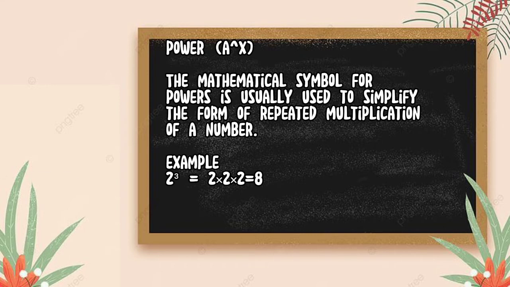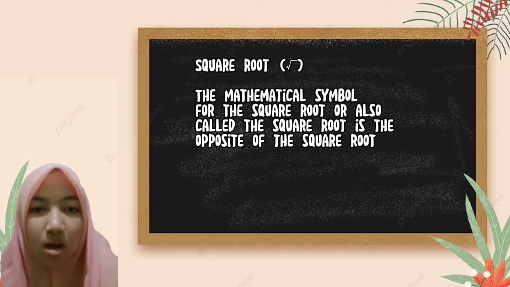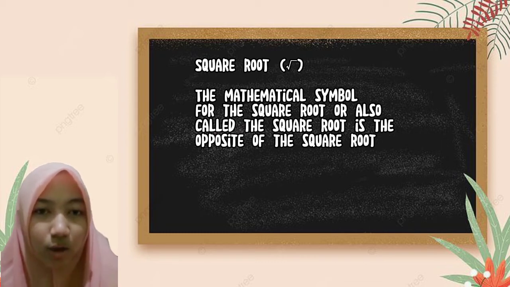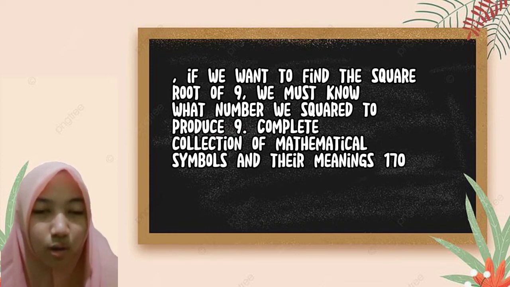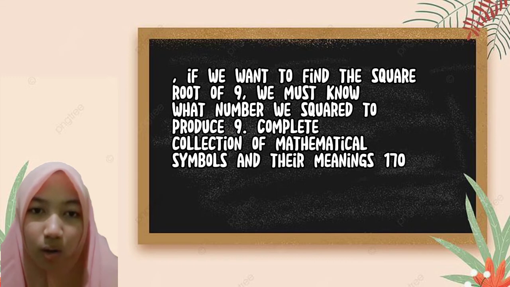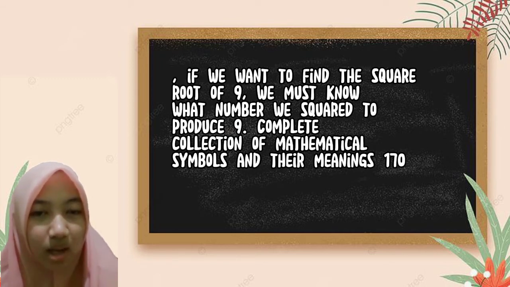The number above has the same meaning as a square root. The mathematical symbol for the square root is the opposite of squaring. For example, if we want to find the square root of 9, we must know what number we square to produce 9.